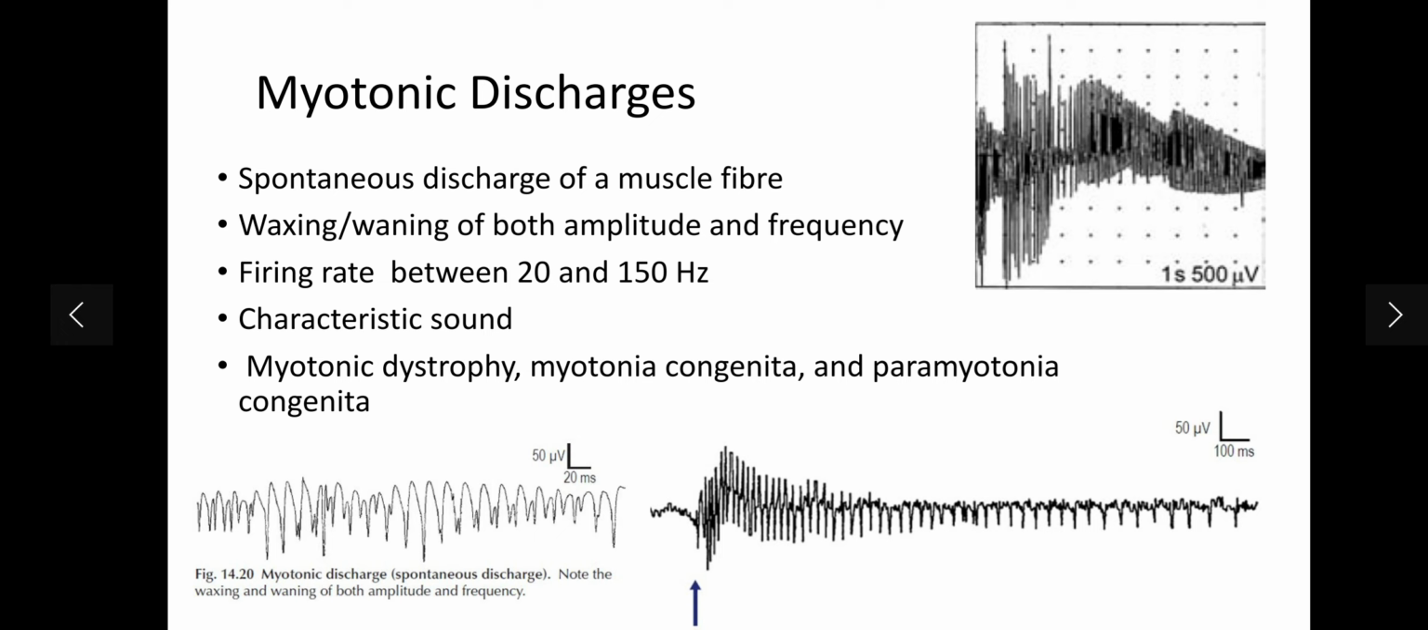Myotonic discharges are also muscle fiber action potentials that fire spontaneously, and they are seen in neurological disorders with myotonia, like myotonic dystrophy, myotonia congenita, and paramyotonia congenita. They are spontaneous discharges, waxing and waning in both amplitude and frequency. The firing rate could be very fast, and on the needle EMG machine, they have a characteristic sound.